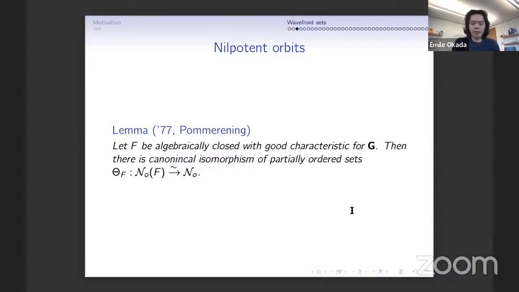If you remember in the first slide, I had quotation marks on the lower bound, because the wavefront set nilpotent orbits live over different fields. But this result due to Pommerening states that, provided the characteristic is large enough and you're working over an algebraically closed field, the partially ordered set of nilpotent orbits is always the same as over the complex numbers. We denote this identification as theta F. So that simplifies the situation in a lot of instances.